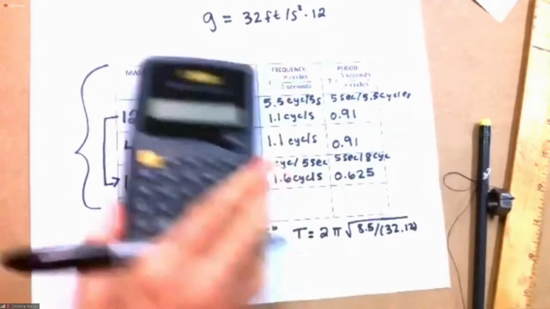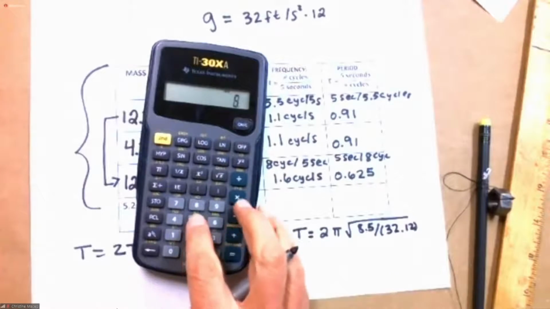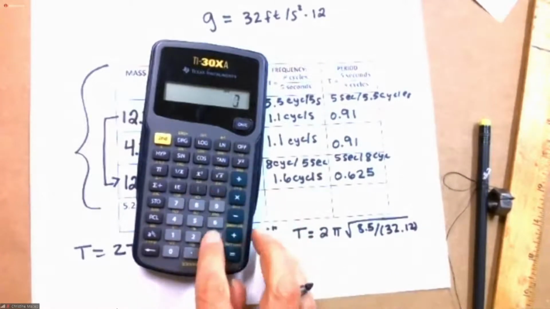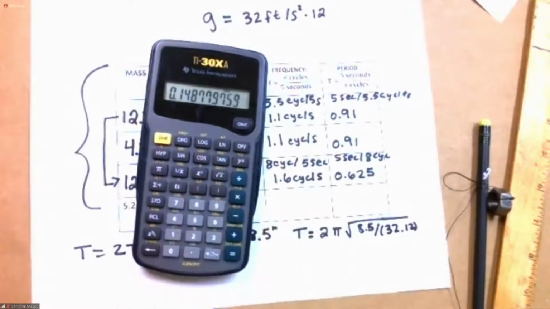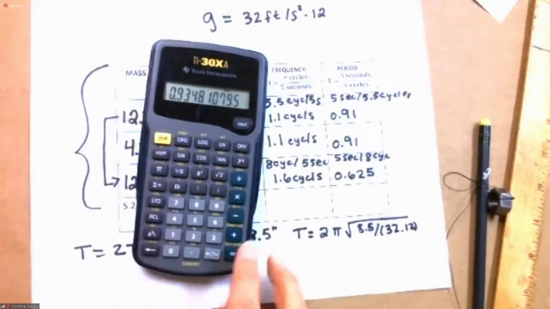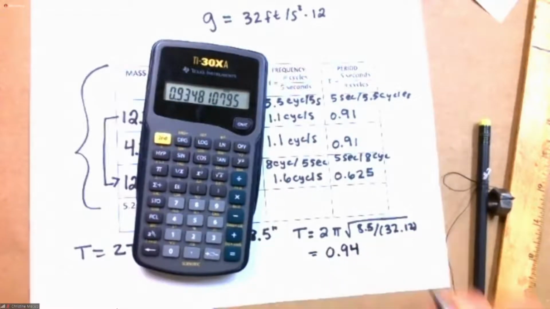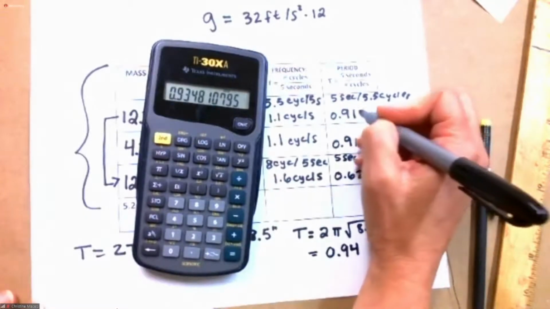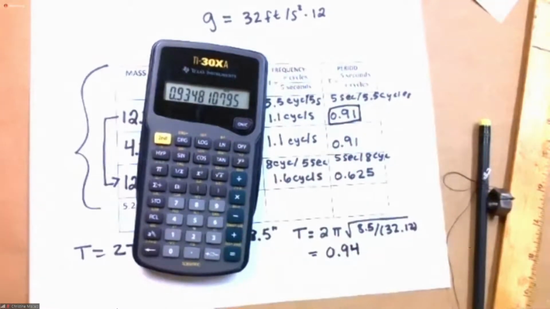We'll take out our calculator. We're going to do 8.5 divided by 32 times 12, take the square root of that, multiply it by 2, multiply it by pi, and we get 0.94. This is what we measured, 0.91. So pretty close, and we could actually calculate the percent error for that as well.